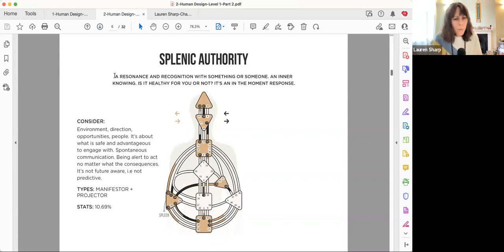Then splenic. I've got a splenic authority. So, splenic here, the spleen is all about survival. It's about knowing what's right in the moment, feeling out that environment, people, what's safe, what isn't safe. Spleen communicates in the moment with you. So with splenic, I'll get a flash of something just seconds before, and then that thing will either happen or my phone will ring, or I'll feel like, okay, no, I don't want to go down the street, and I turn around.